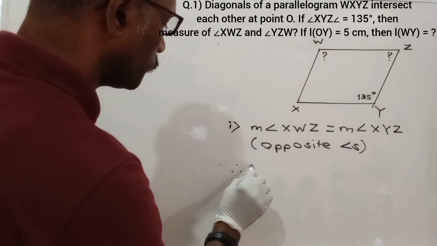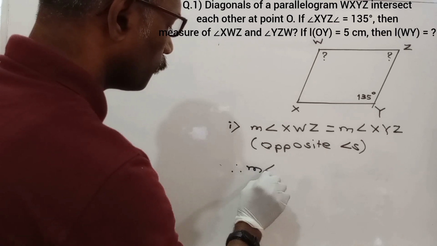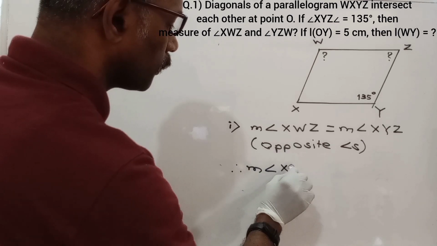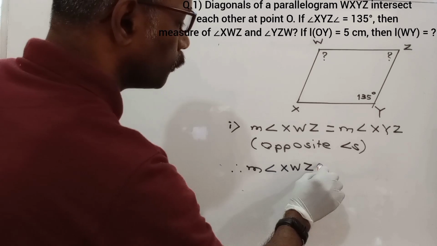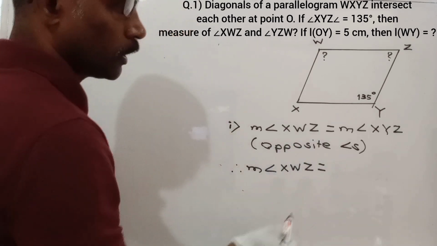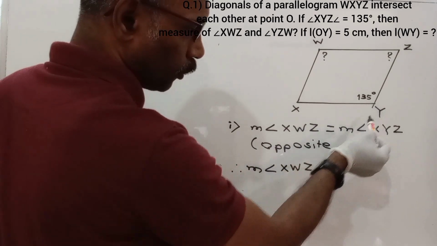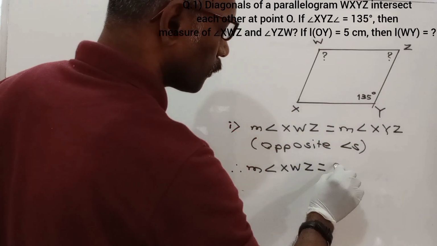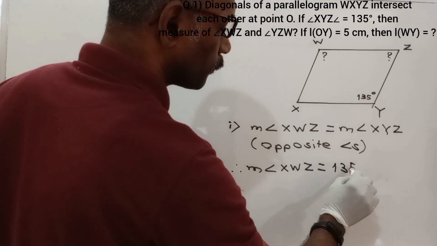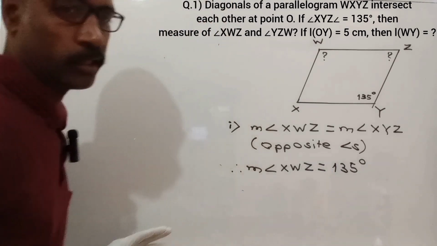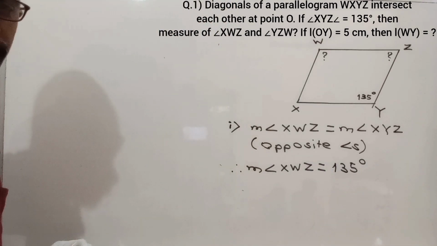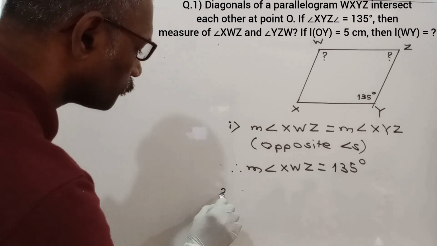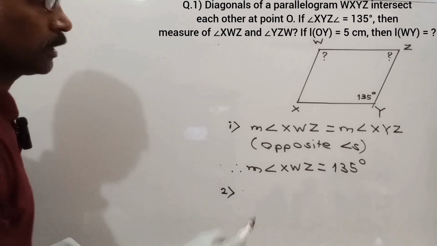Therefore, we write here measure angle XWZ is equal to measure of this angle XYZ. XYZ is 135 degrees. We put that there. Did you understand?